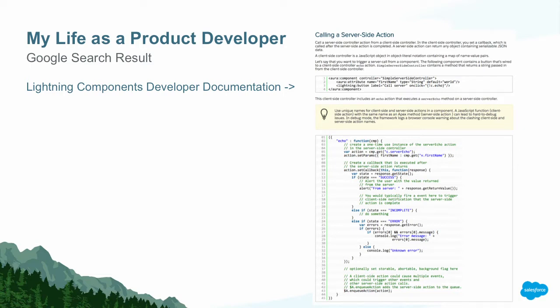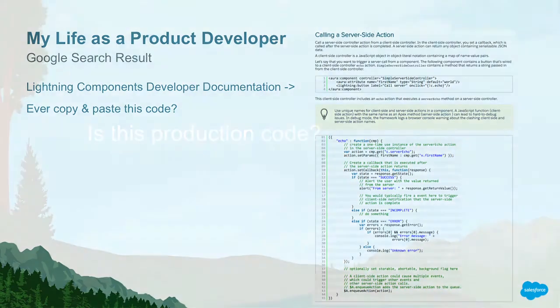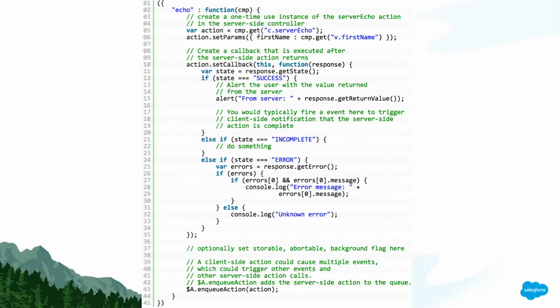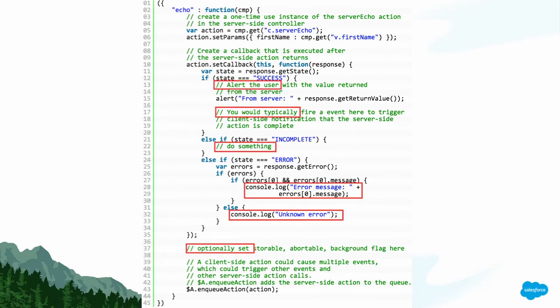So you find this code documentation, and probably you start by copy and pasting this code. And then I asked myself, is this production code? So let's have a look. This is exactly the code snippet I showed you from the developer guide. You will find a lot of information there, like alerts, console logs, "do something here," "typically you would," "optionally you can." So there are a lot of marks that obviously this is not production code. You cannot copy and paste it into your project and be done.